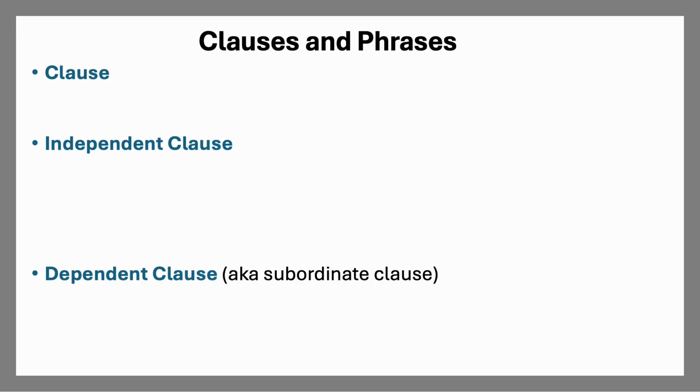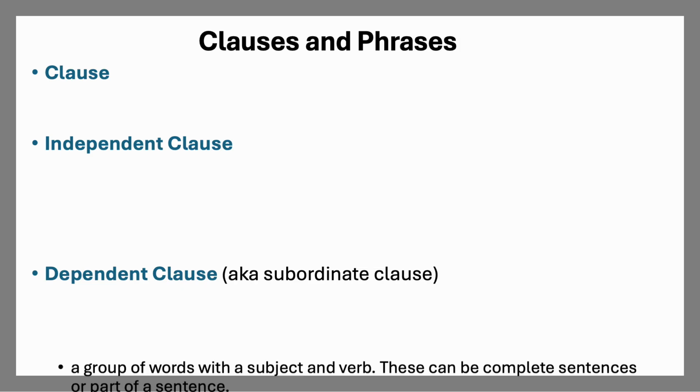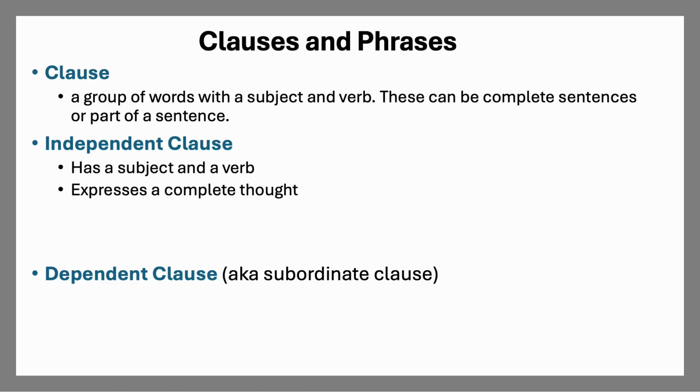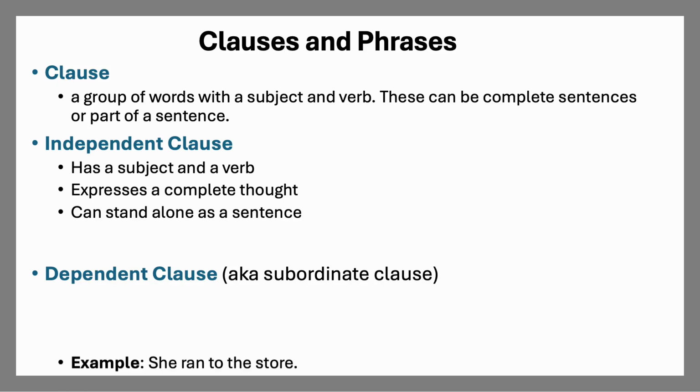So clauses and phrases. Now, clauses and phrases are important to know because they can look like sentences sometimes. So all a clause is a group of words with a subject and verb. Now, these can be complete sentences or part of a sentence whole. And so we're going to keep that in mind. An independent clause has a subject and a verb. So it expresses a complete thought, and it can stand alone as a sentence. So independent clause, think to yourself, independent clause equals a sentence.